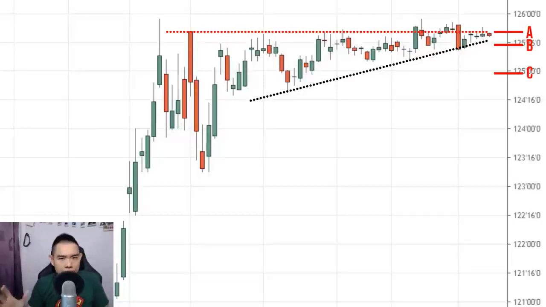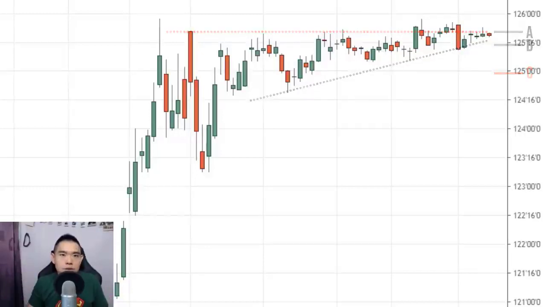What's your answer? 5 seconds. 1, 2, 3, 4, 5. The answer is C. If the price reaches point C, clearly this ascending triangle pattern is invalidated. The price can go back to A or B, but you can see that the ascending triangle is still intact because the trend line is not broken yet. This is the trend line that I'm referring to. So this is a very simple concept, but it's useful for placing sound, logical stop losses.